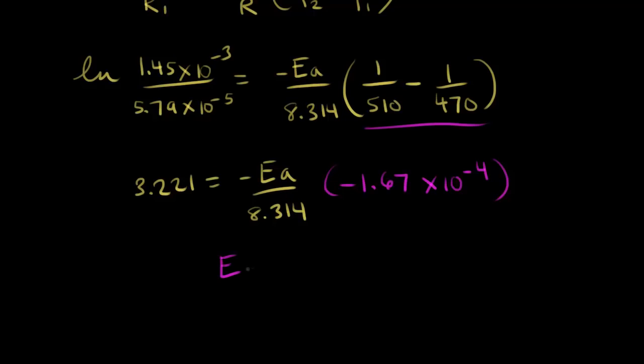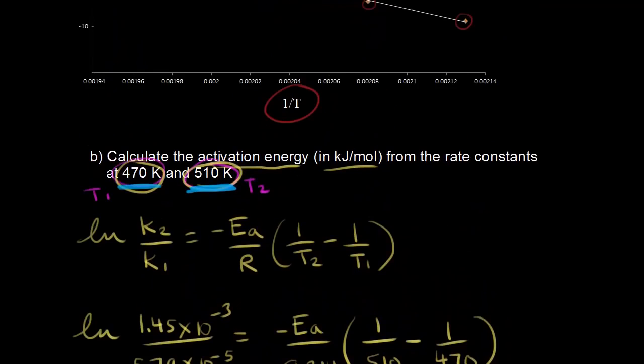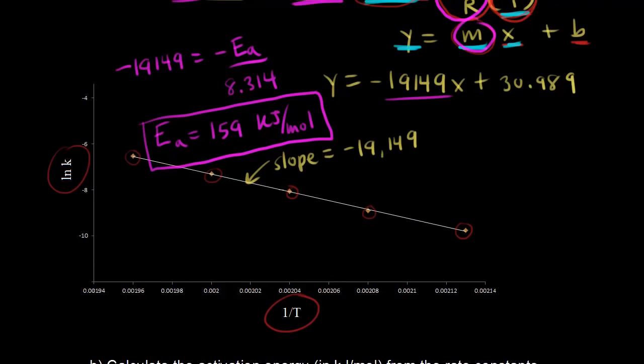So the activation energy is equal to about 160 kilojoules per mole, which is almost the same value that we got using the other form of the Arrhenius equation. Right? So the other form, we ended up with 159 kilojoules per mole. So close enough. So you can use either version of the Arrhenius equation depending on what you're given in the problem.